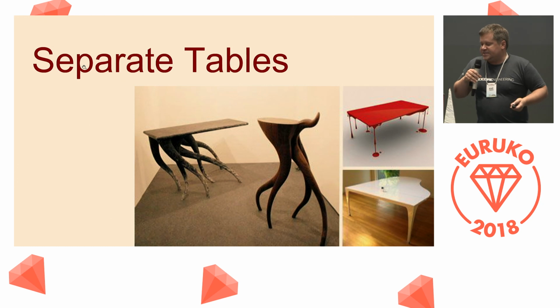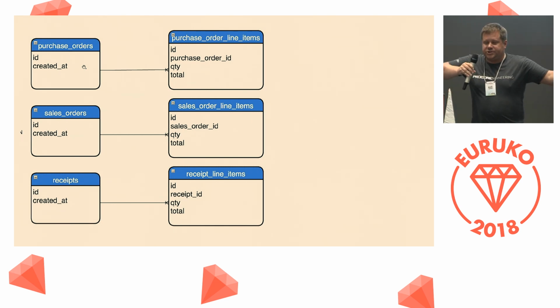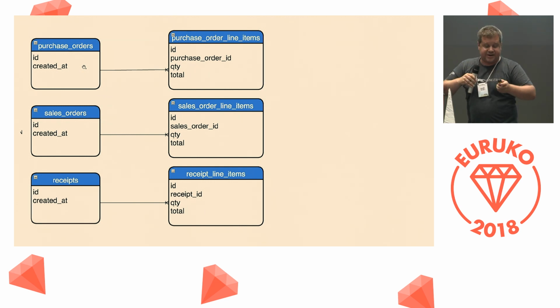Well, you could just keep separate tables, right? In this case, probably the best choice would have been to have separate purchase order line items, sales order line items, and receipt line items, and it would have solved all these problems. We should have just done this from the very beginning. The error here was that we had the temptation to make it DRY. We saw all these parents have these line item things. Let's make it into one table and DRY it up, and that turned out to be an error.